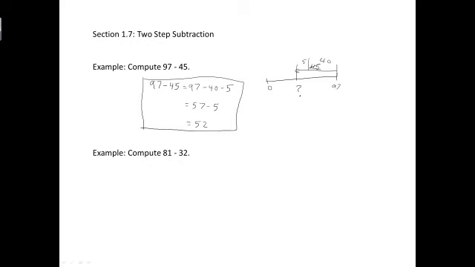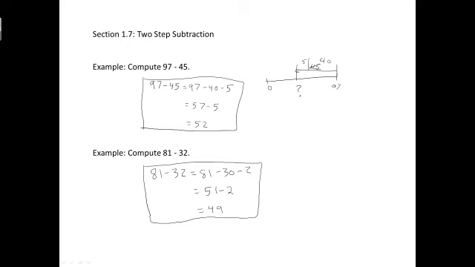Example, compute 81 minus 32. 81 minus 32 is 81 minus 30 minus 2. 81 minus 30 is 51. We still have to subtract the 2. 51 minus 2 is 49. In this last step, you should not need to borrow to do 51 minus 2. We have broken this problem into simple enough pieces that the whole act of borrowing becomes excessive and unnecessary.